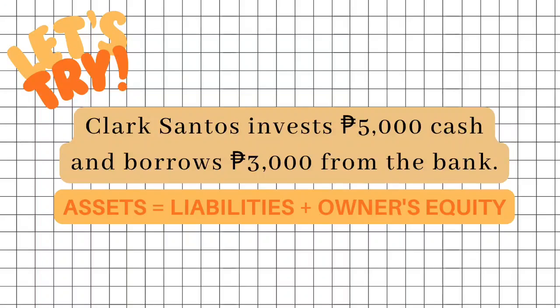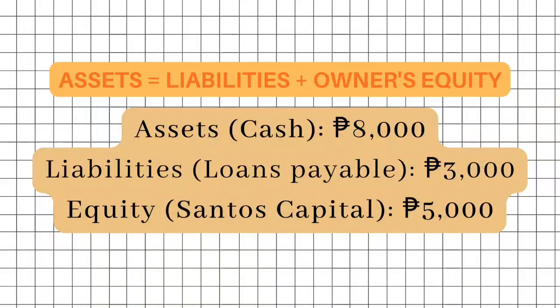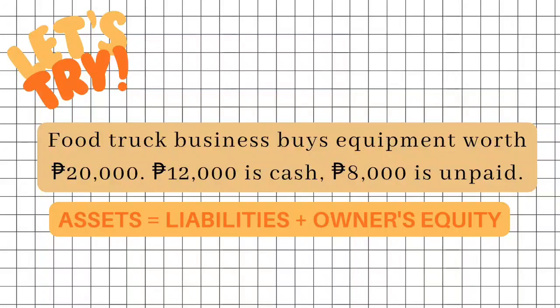Assets equals liabilities plus equity. Clerk Santos invests 5,000 pesos cash and borrows 3,000 pesos from the bank. This means the business received money from both the owner and a lender. The total assets are 8,000 pesos in cash. Owner's equity, called Santos Capital, is 5,000 pesos. Liabilities, or the bank loan, are 3,000 pesos. When we add liabilities and equity, it equals the total assets.